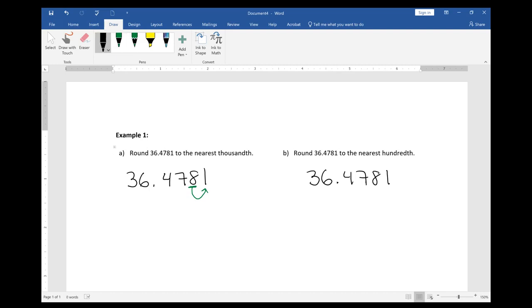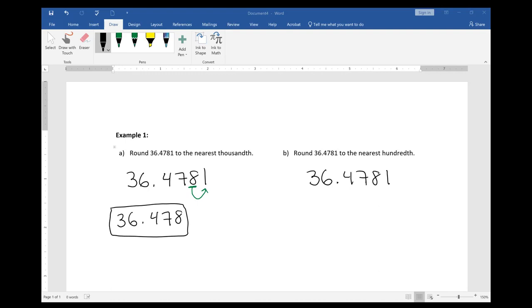So to write our rounded number, we write everything exactly the same up to our place value, and we remove the rest of the digits. Hence, if we round 36.4781 to the nearest thousandths, that rounded number will be 36.478.